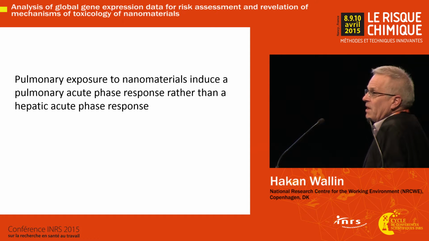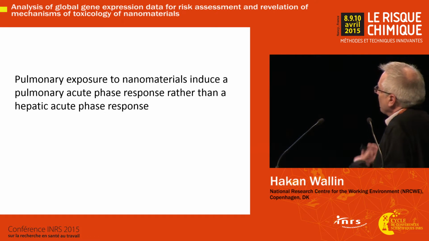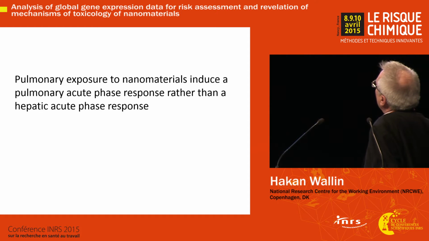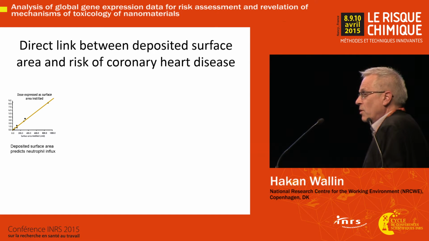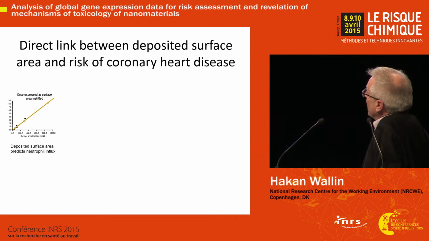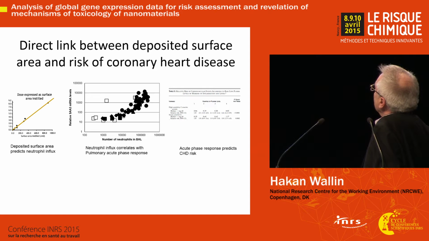So my first conclusion here is we were looking for a hepatic response. The acute phase occurs locally in the lung, and it signals in the tissues. And there is a direct correlation between the surface area of the most materials we look at and the neutrophil influx. The neutrophil influx correlates strongly with the SAA expression. And SAA is a predictor of cardiovascular events.